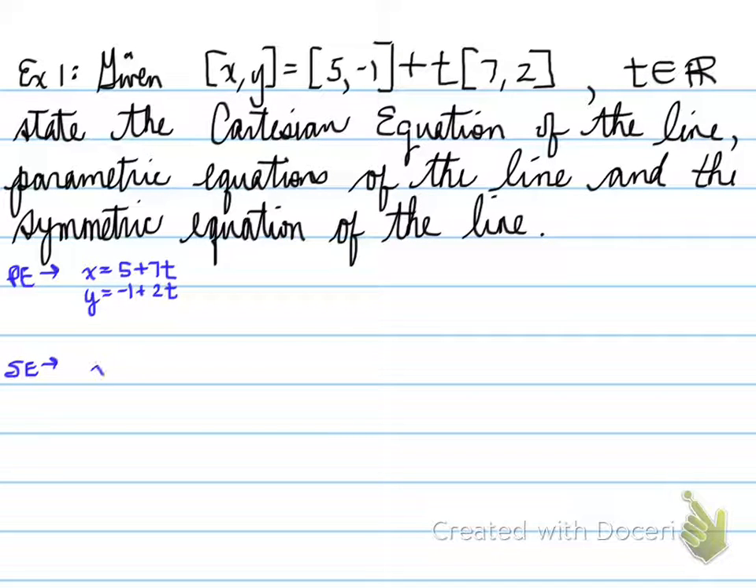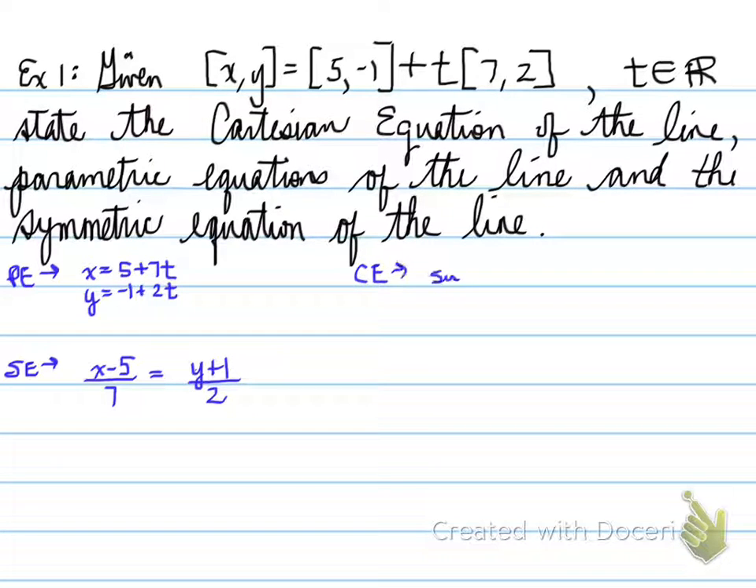So the next part we're going to do is the symmetric equations. The symmetric equations are basically isolating for t, by subtracting 5 and then dividing by 7. And also for the next one, y plus 1 divided by 2. And that will be your t value.